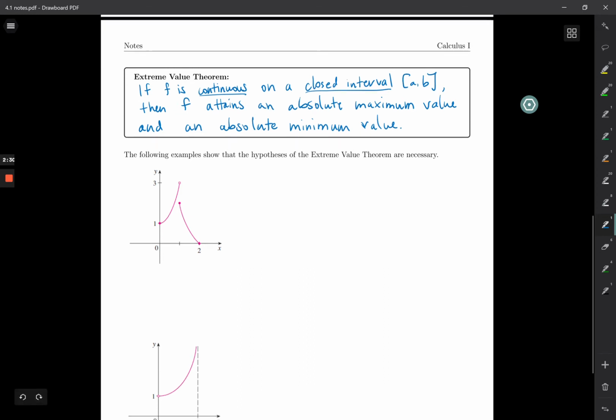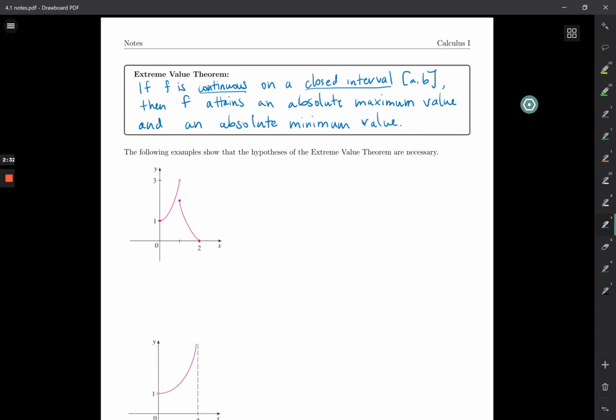So in this first example, we have a function drawn that is not continuous. So we see that there's this jump discontinuity, and so this function is not continuous. So let's write this down. And it does not have an absolute max.